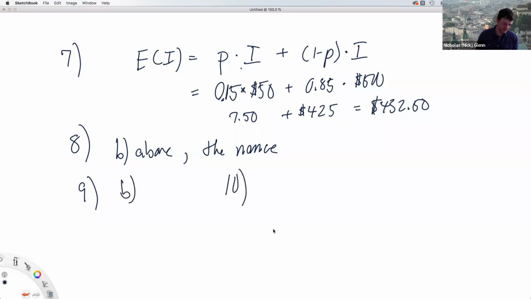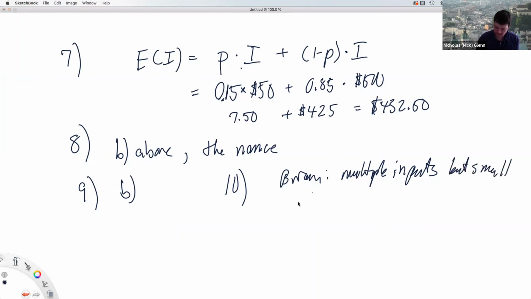All right, 10. Brian, Jessica, and Tyler are trying to make a Bitcoin transfer at the same time. They all plan on leaving the same size transaction fee tip. Brian is combining a lot of small spend transactions to send to one address, but the size of the transactions are small. Okay, so let's write this down. Brian, multiple inputs, but small. What about Jessica?